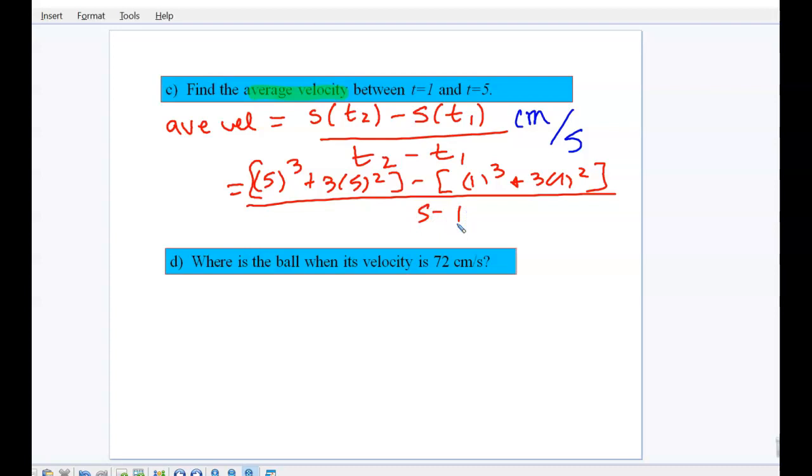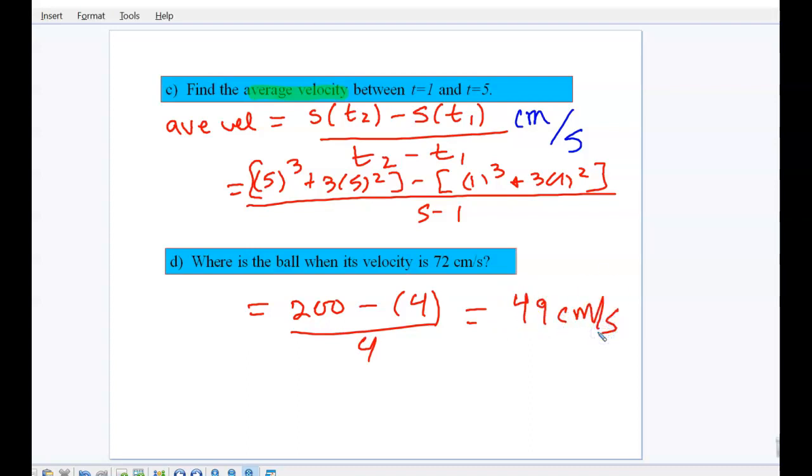So if we figure this all out, 5 cubed is 125, and 125 plus 75 is going to equal 200. Minus 4, over 4, which ends up being 196 divided by 4, which is 49 centimeters per second. So the average velocity would be 49 centimeters per second.